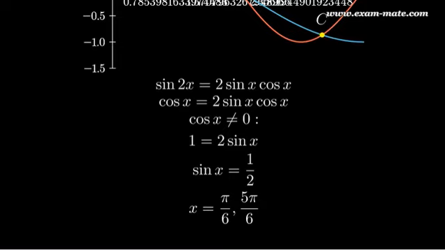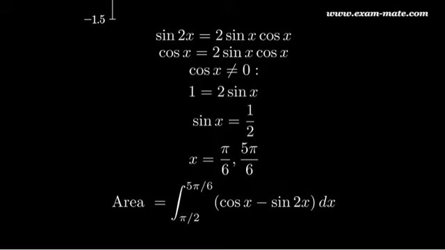Now for part B, we need to find the area of region R between the curves from point B to point C. This area is given by the integral from pi over 2 to 5 pi over 6 of cosine x minus sine of 2x dx. When we evaluate this integral, we get sine x plus 1/2 cosine of 2x evaluated from pi over 2 to 5 pi over 6. After calculating and simplifying, we find that the area of region R equals 1/4 square units.